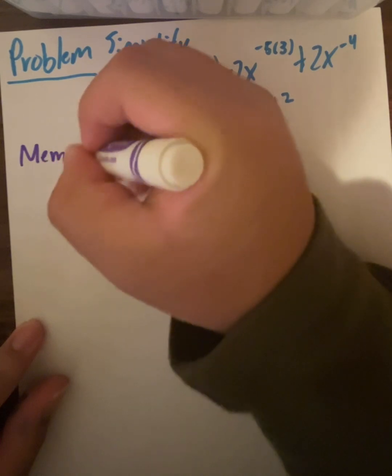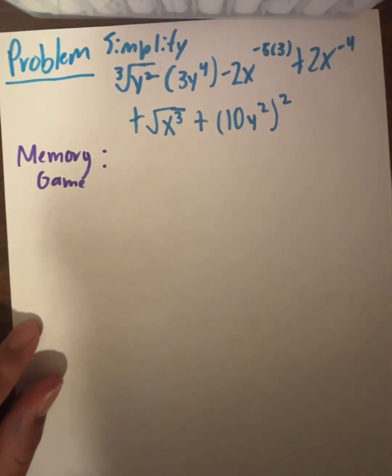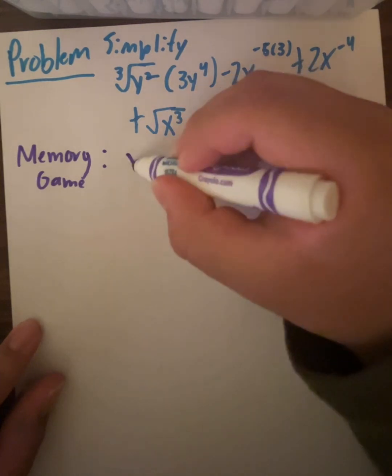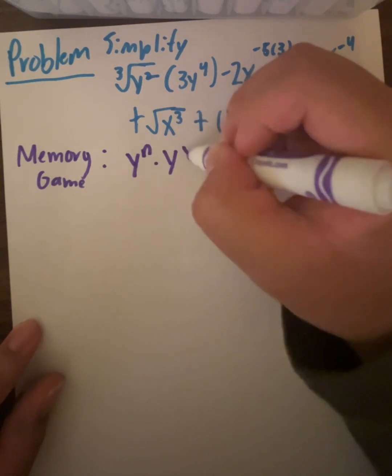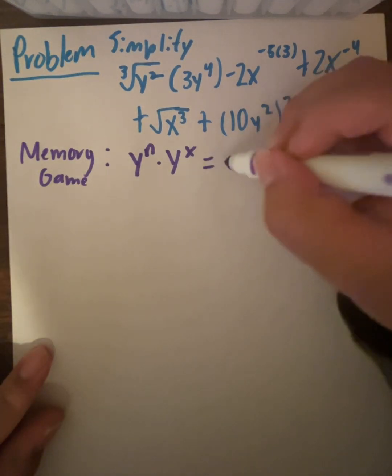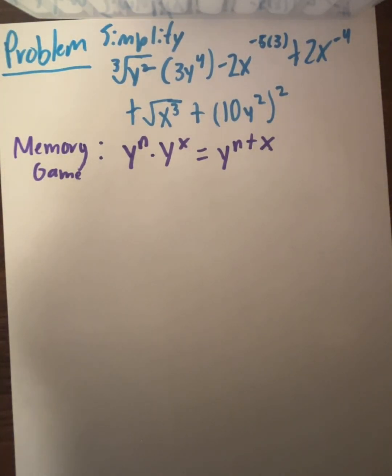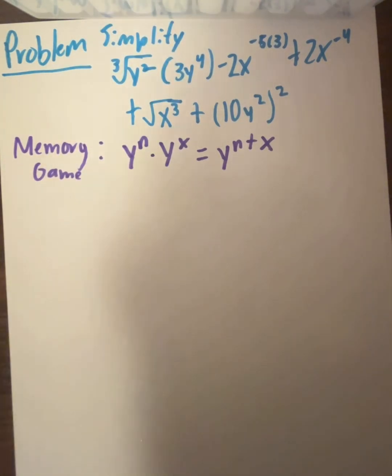Memory game. Okay. Memory game. What happens if you're going to multiply something like this? y to the n times y to the x. What exactly do we do? Well, what we will have to do is just add the exponents, since they share the same base.